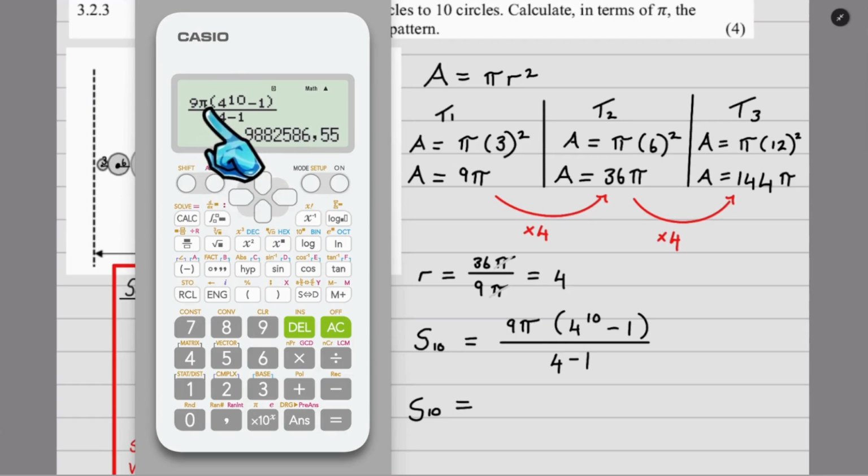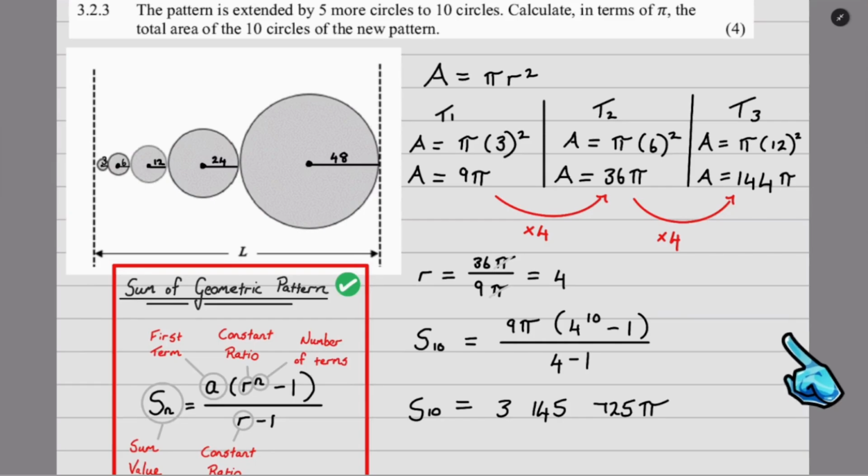So I'm going to get rid of this pi over here. And once I do that, it gives me this nice whole number. I just grab this whole number and I glue pi onto it as my answer. And then I've officially finished with this question. Yes, the patterns in this paper were nasty.